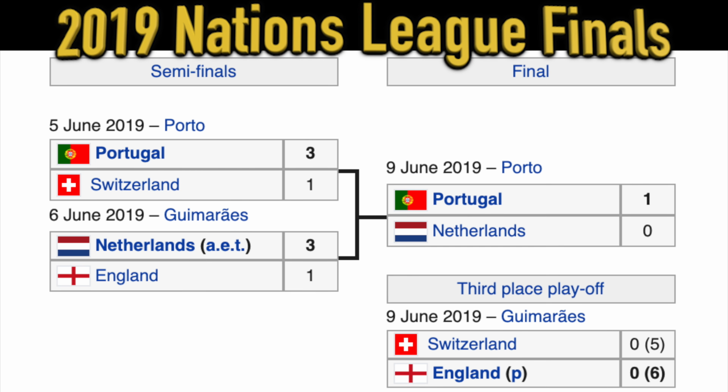And there's just a quick look at the first ever UEFA Nations League knockout bracket. The 4 League A group winners were Portugal, Switzerland, Netherlands, and England. Portugal defeating the Dutch in the final in Porto.